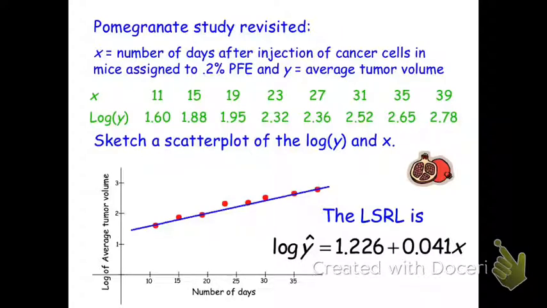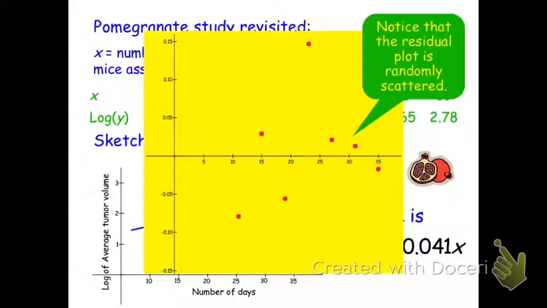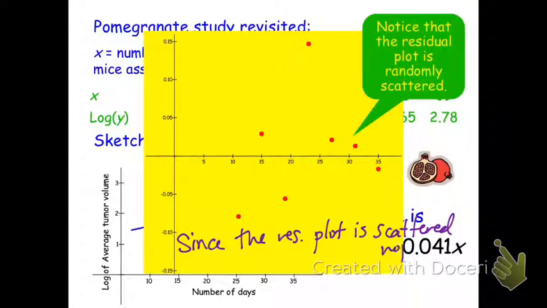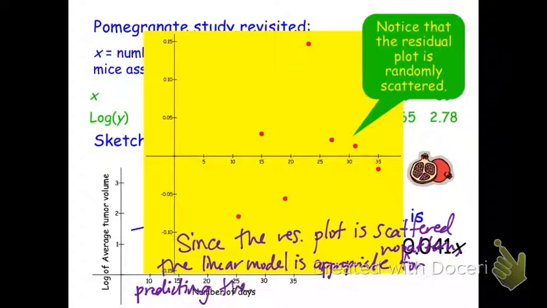You could. So now if I were to comment on this residual plot, listen, this is really important. I would say since the residual plot is scattered or has no pattern, the linear model is appropriate for predicting the relationship between, now this is where you don't say x and y, because it's not x and y. It's x and log y.